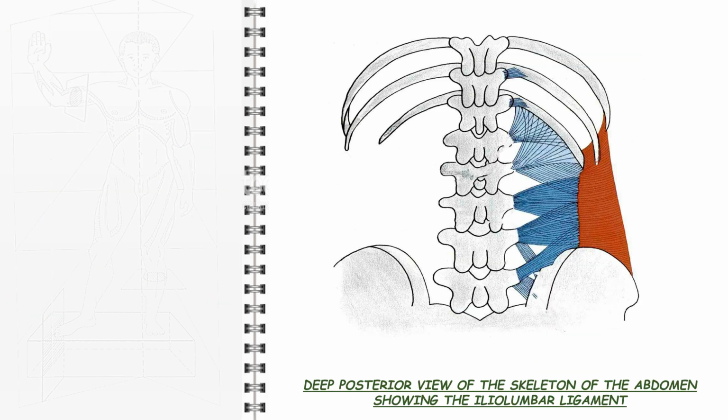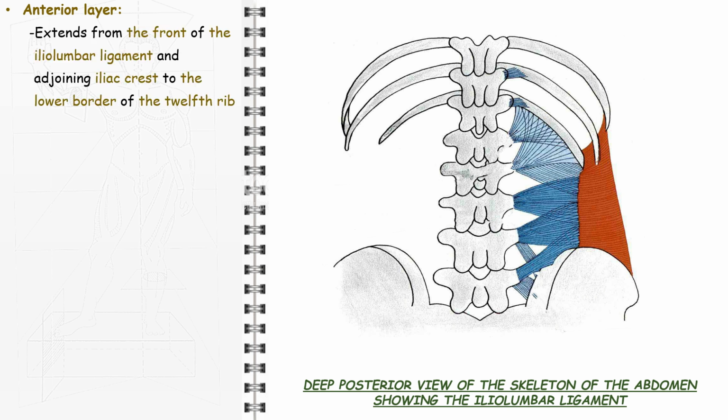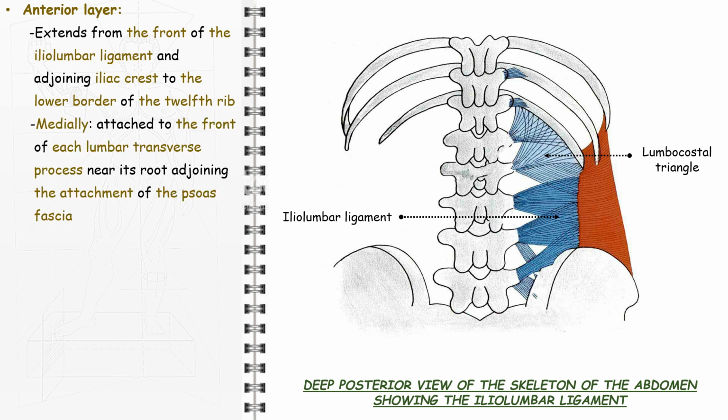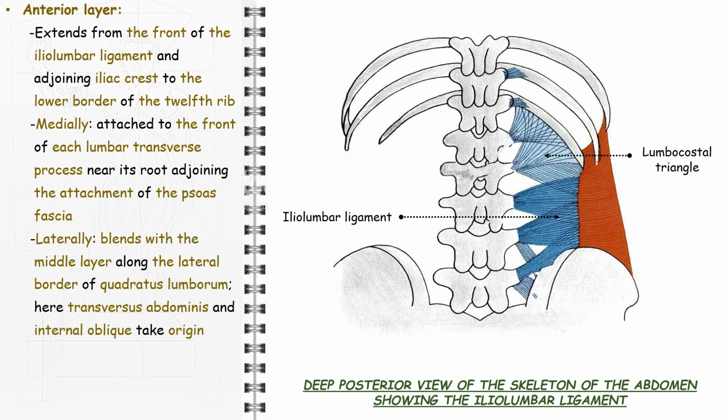The anterior layer of the lumbar fascia extends from the front of the iliolumbar ligament and adjoining iliac crest to the lower border of the 12th rib. Medially, it is attached to the front of each lumbar transverse process near its root adjoining the attachment of the psoas fascia. Laterally, it blends with the middle layer along the lateral border of quadratus lumborum. Here transversus abdominis and internal oblique take origin.